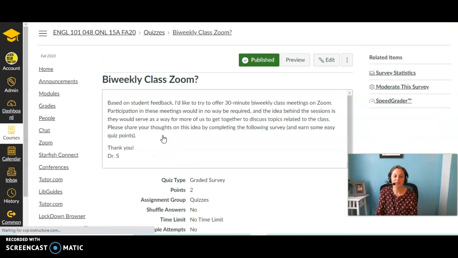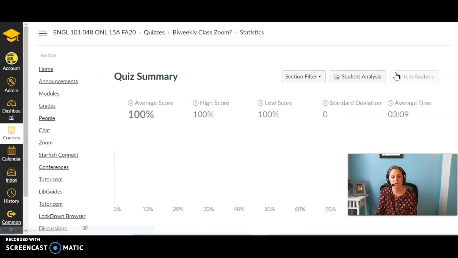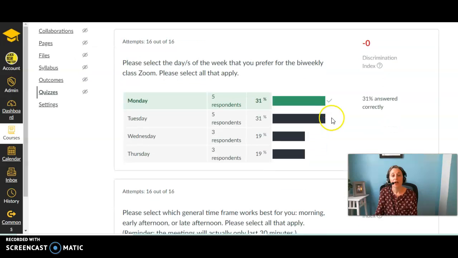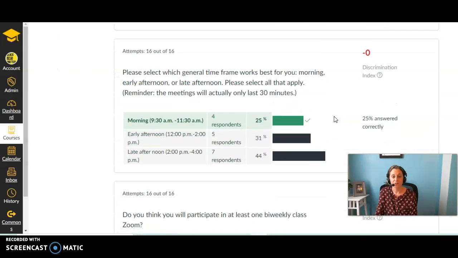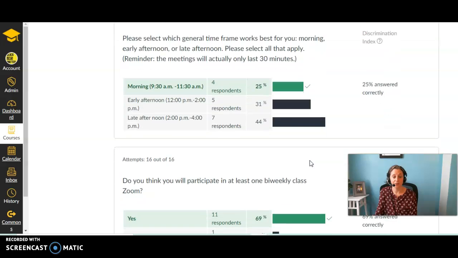And then regarding the Zoom survey, or the survey about having a biweekly class Zoom, okay, so you can see we're tied here, folks wanting Monday or Tuesday. So what we'll probably do is alternate. In terms of time, the greatest response was actually for late afternoon between 2 and 4. So I think we'll stick with that.